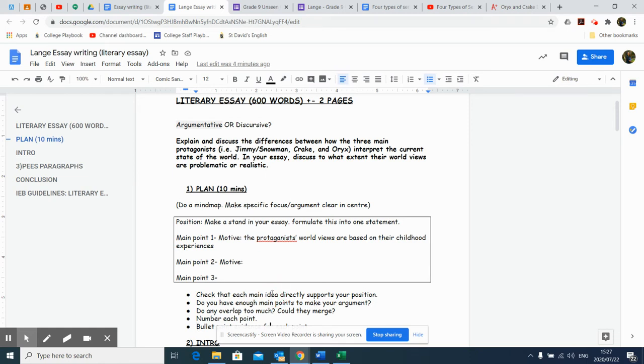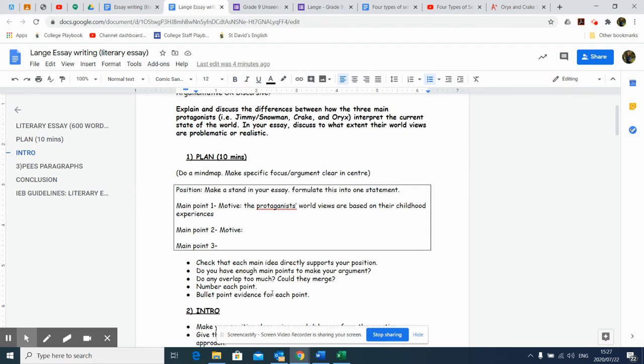Now, the next thing that you need to do in your planning is check that your position and your three main ideas all support your position. So you need to keep going back and checking that it supports your main position. Do you have enough points to make your argument? Do any overlap too much? Could they merge? And number each point. But this is still the planning, so you can number and you can use bullet points.